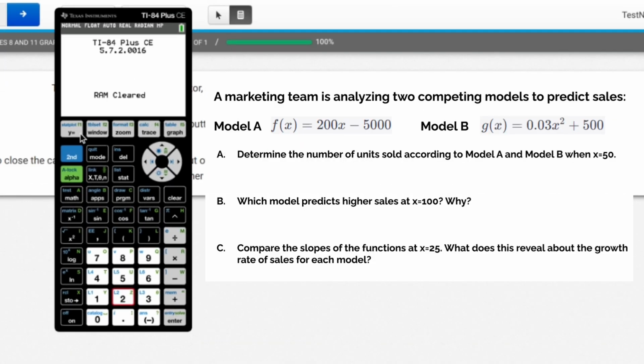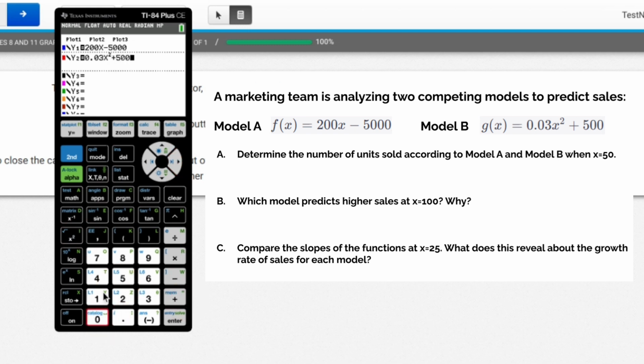So I have 2 models here. Sounds like me in college. I'm going to type in both of them. I'm going to type out this linear looking guy, 200x minus 5,000. That's going to be f of x. So I will just remember that y sub 1 is f of x. And model B, g of x is going to be y sub 2. So that's 0.03x squared, a quadratic, plus 500.